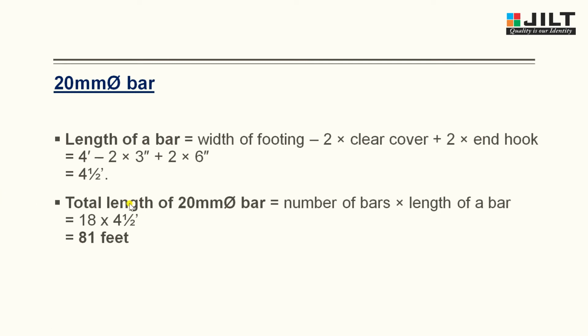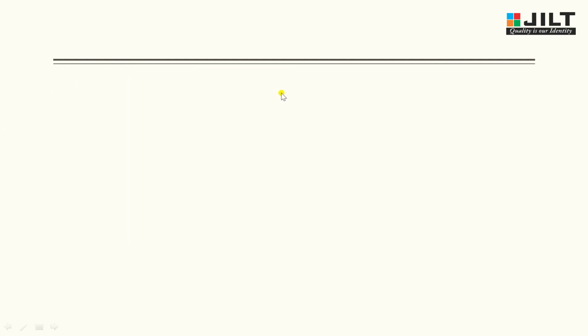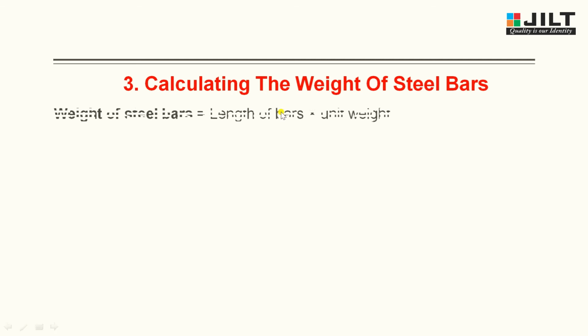Now we need to calculate the total length of the 20 bar, that is number of bars into length of a bar. Basically, you have got the number of bars previously as 18. Now the length of the bar is about 4.5. If you multiply this value, you get 81 feet. So finally the length of the 20 bar is 81 feet. We got the 16 bar and also the 20 bar.